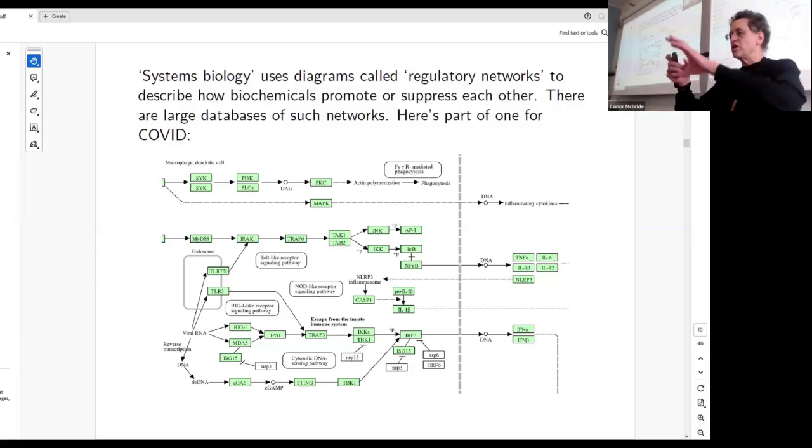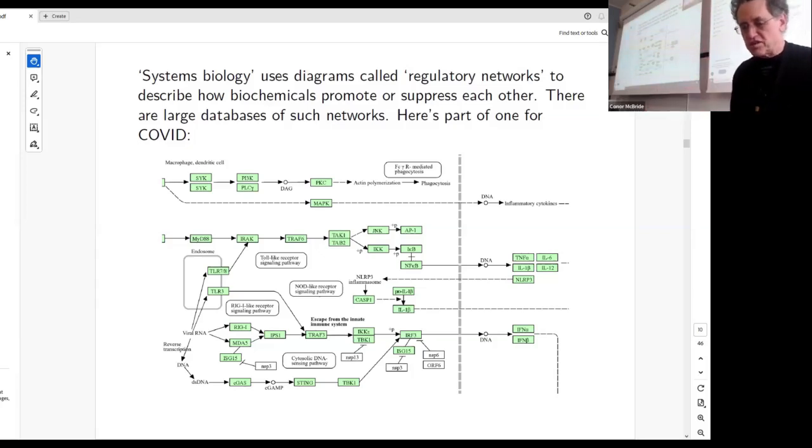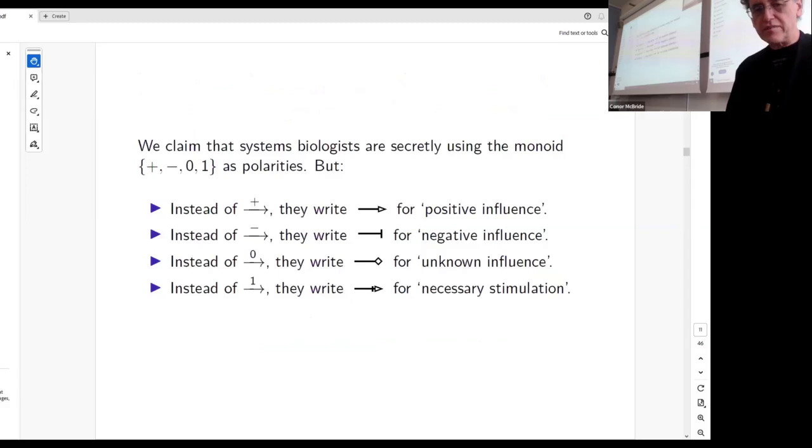So I had drawn you a sociological causal loop diagram for COVID, but this is a biochemical version of a network for COVID, which is describing what's going on in an individual cell that's infected by COVID and how different chemicals are released, or how different genes are expressed and how they promote or inhibit other genes. So this is another opportunity to apply the math of causal loop diagrams.